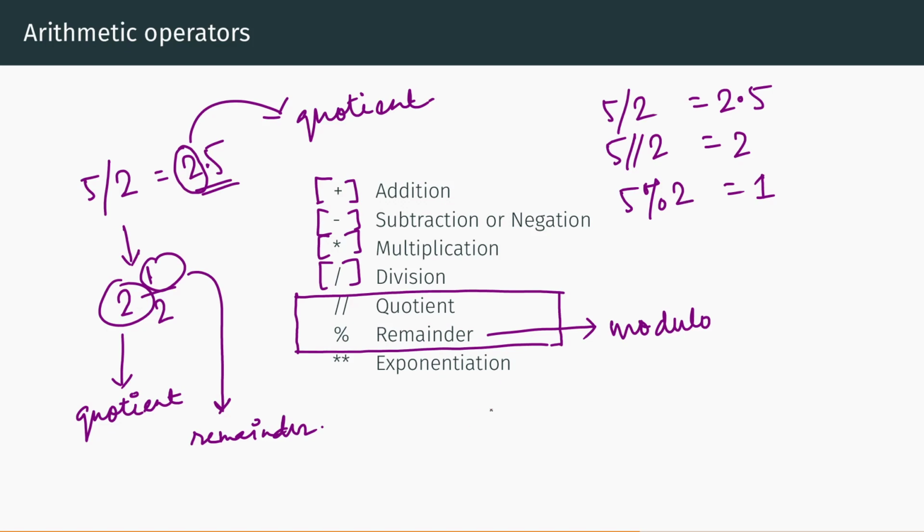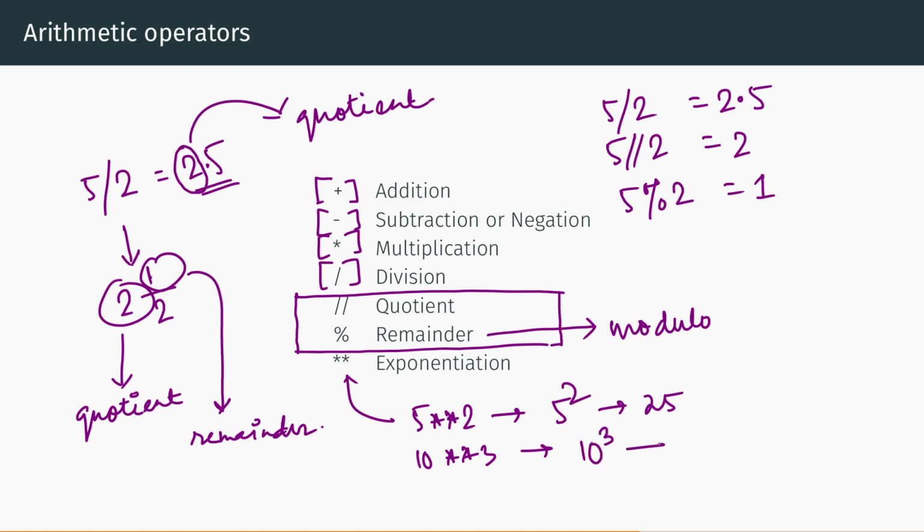The last one is exponentiation, which is raised to the power. So when you have, let's say, 5 star star 2, this would mean 5 raised to the 2, 5 square, which is 25. 10 star star 3 would mean 10 cube, which is 1000, right? So that's our arithmetic operators.